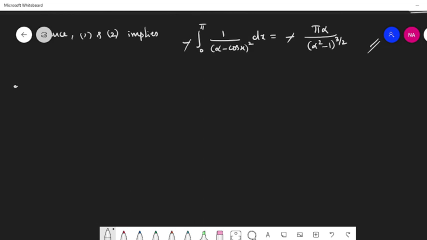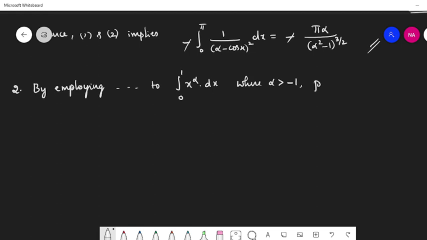So there is one more problem. See, this problem says, by employing the rule of differentiation under integral sign to the integral 0 to 1 x power alpha dx, where alpha greater than minus 1, prove that integral 0 to 1 x power alpha log x dx is equal to minus 1 divided by alpha plus 1 whole square.